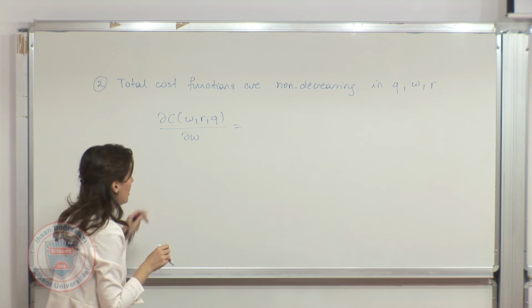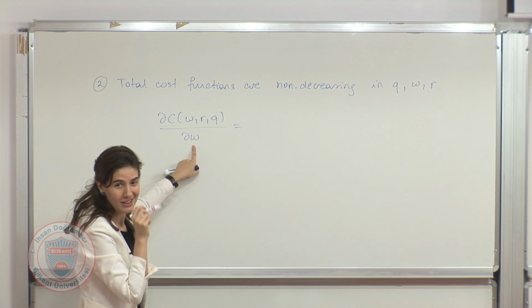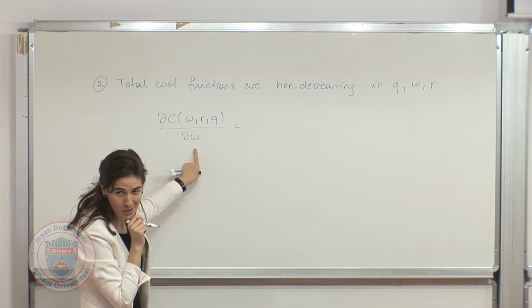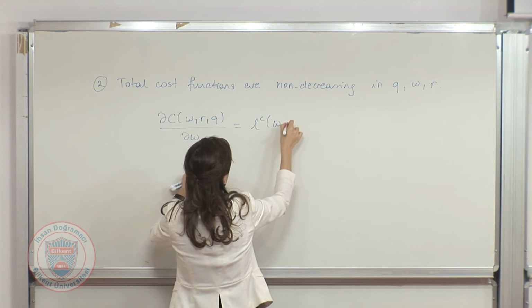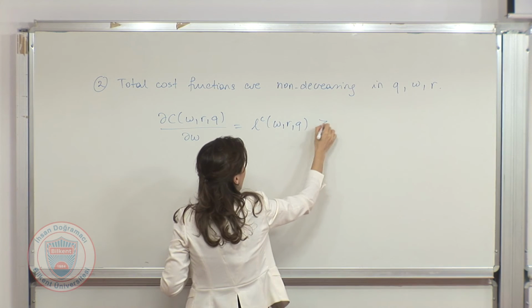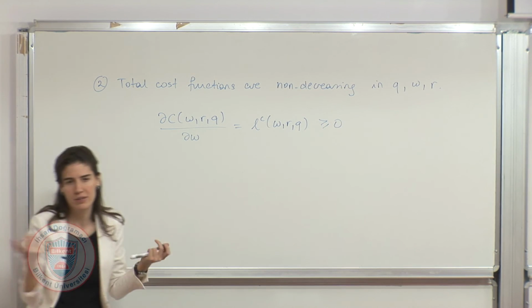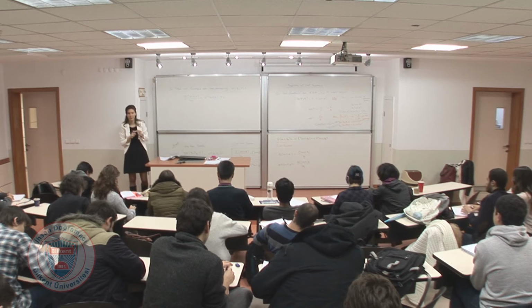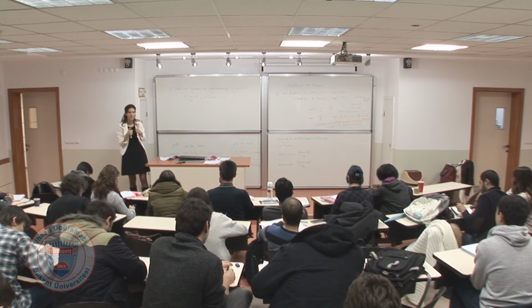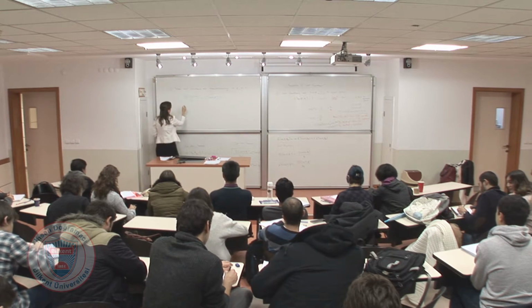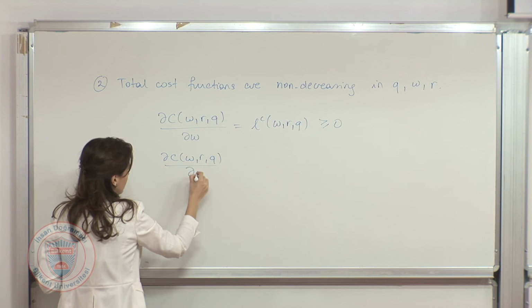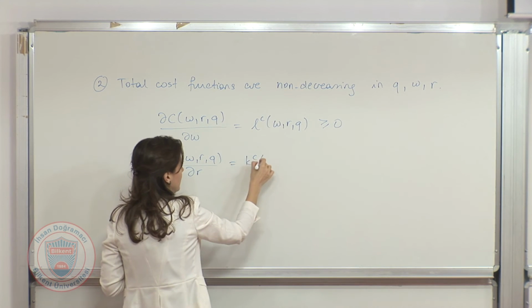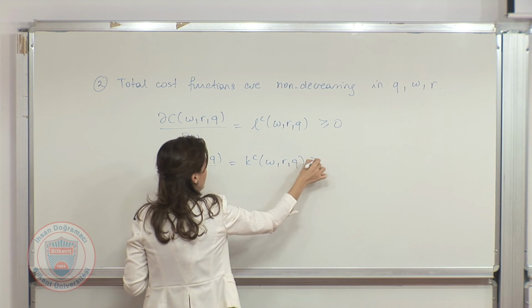It is the conditional labor demand, so it's basically L^c(w, r, q). And we know that this should be positive, right? We cannot think of negative numbers, because it's labor demand. So here, the derivative of c(w, r, q) with respect to r is going to be K^c, as you know.